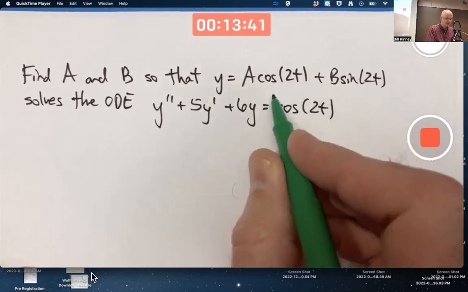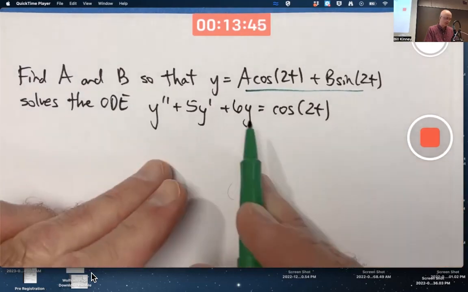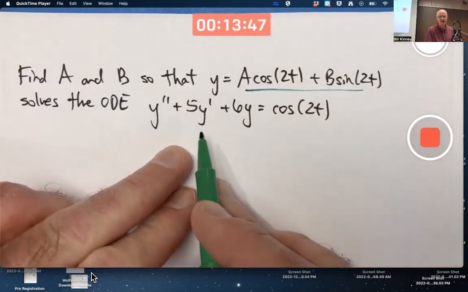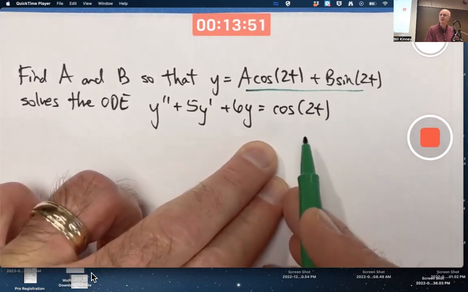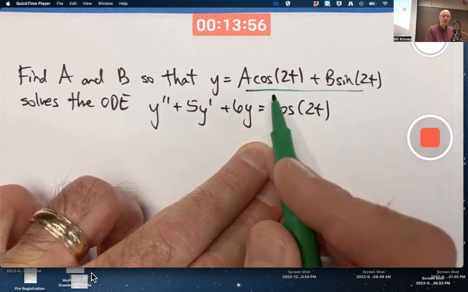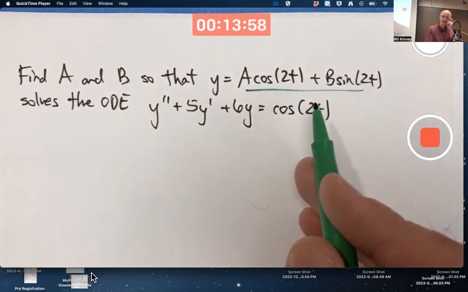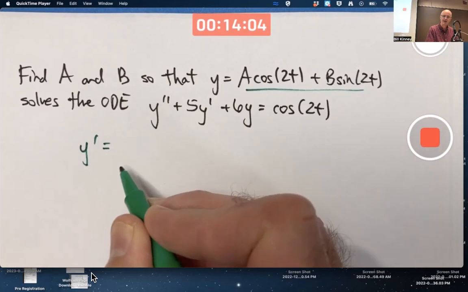It should make some intuitive sense that this kind of thing would work, because we're after a function whose second derivative plus 5 times its first derivative plus 6 times the function always equals cosine of 2t, no matter what t is. So some function like this should seem like it would be a good guess. It is an educated guess, but then you have to actually do the calculation to verify it.